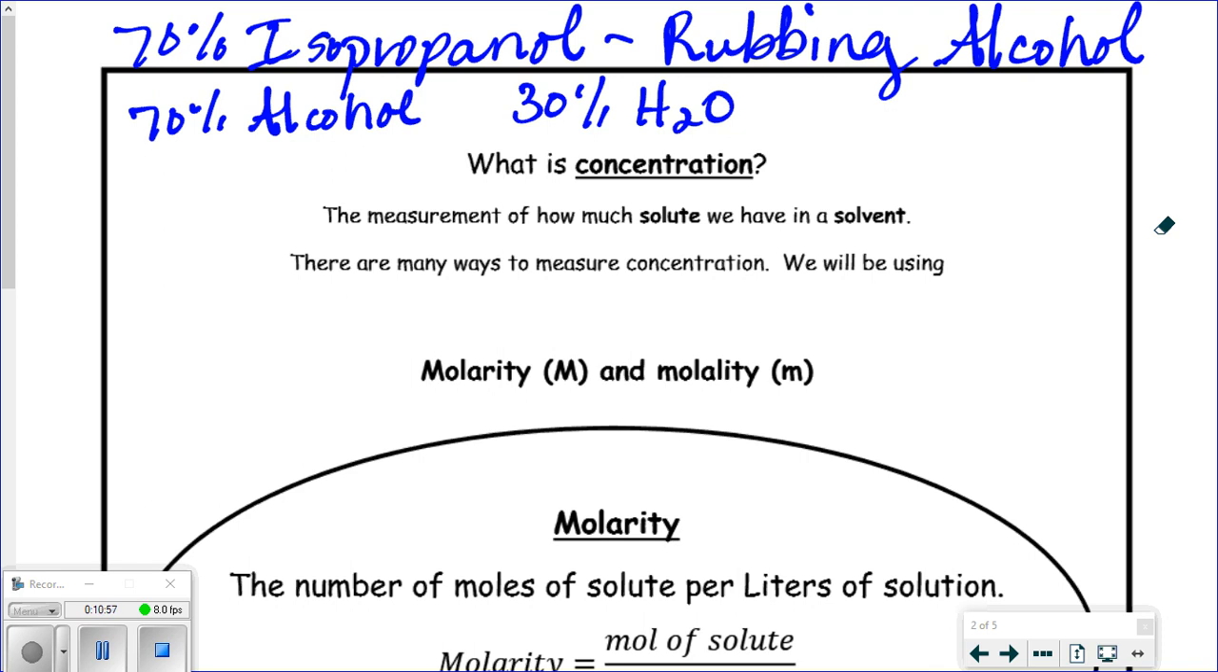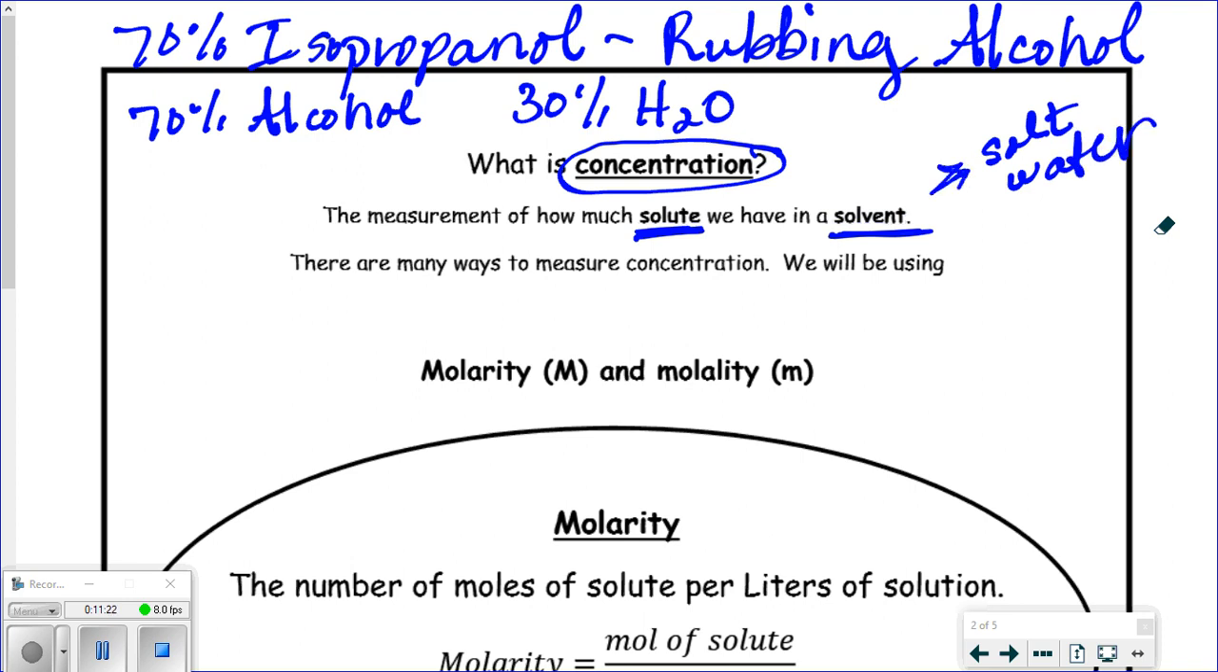But in chemistry, there's a lot of ways that we need to measure concentration a little bit differently. Okay? And so when we do concentration, what we're looking at is how much solute, so that would be like your salt, do we have in a solvent? All right, so if you had salt water, it would be how much salt is in the water. Okay, so this is probably the two most common.